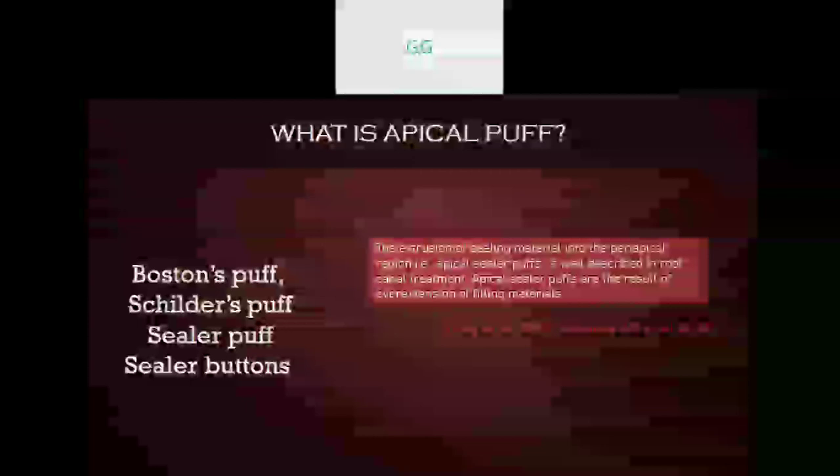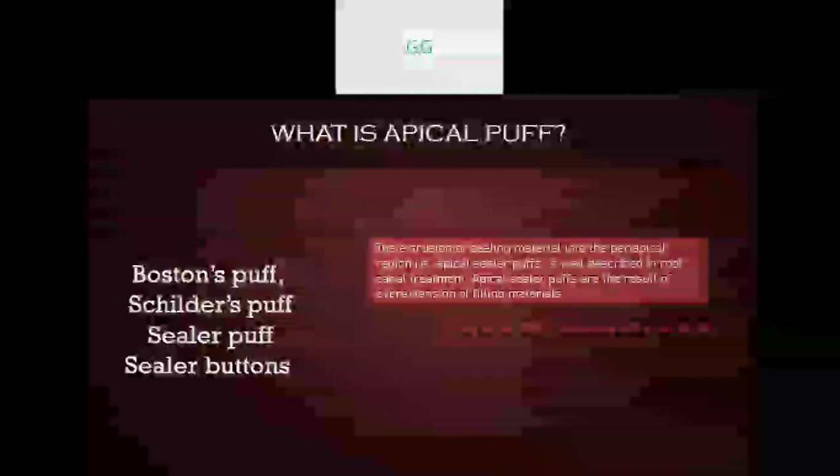As such, there is no particular definition that has been given out in any part of the literature. But yes, there are certain logical statements that have been made regarding what sealer puffs are. So this article by Peng et al. in the year 2007 and also by Gomes, AC and his colleagues in the year 2015 states this definition of apical puff, which is the extrusion of sealing material into the periapical region. Apical sealer puffs are well described in root canal treatment, and apical sealer puffs are the result of overextension of the filling materials.